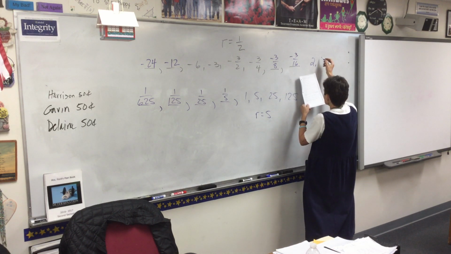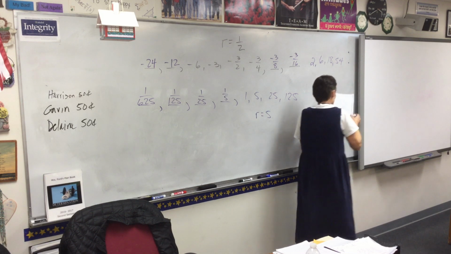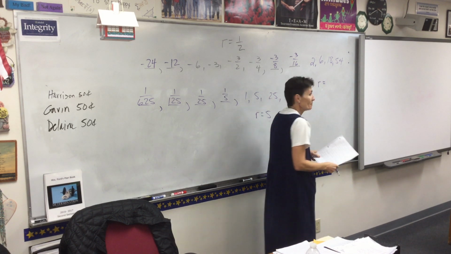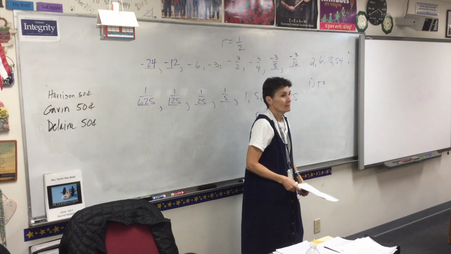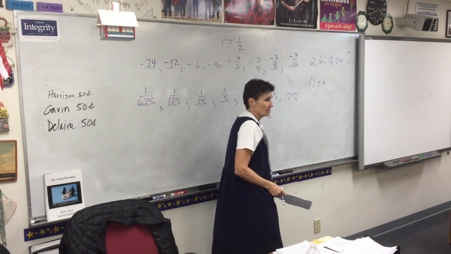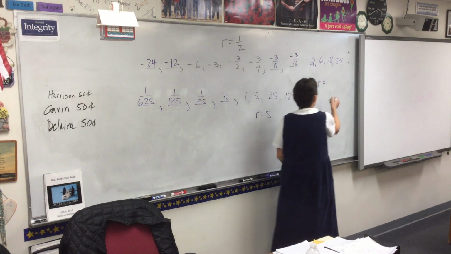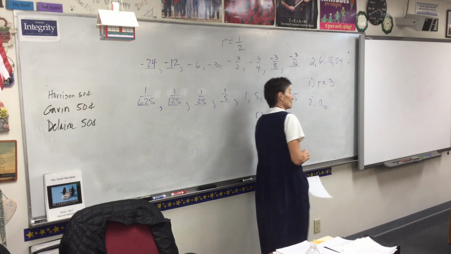All right, now we got a sequence 2, 6, 18, and 54. And you need to, number 1, find the common ratio. That should be easy for you. What's the common ratio? 3. How do we know it's 3? Because that's what we're multiplying by. So that's 3. Now we need to find the 10th term.